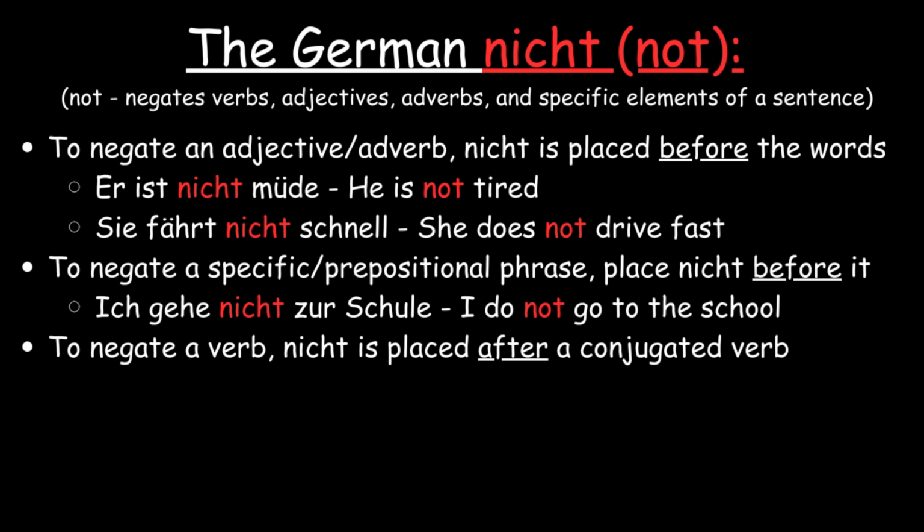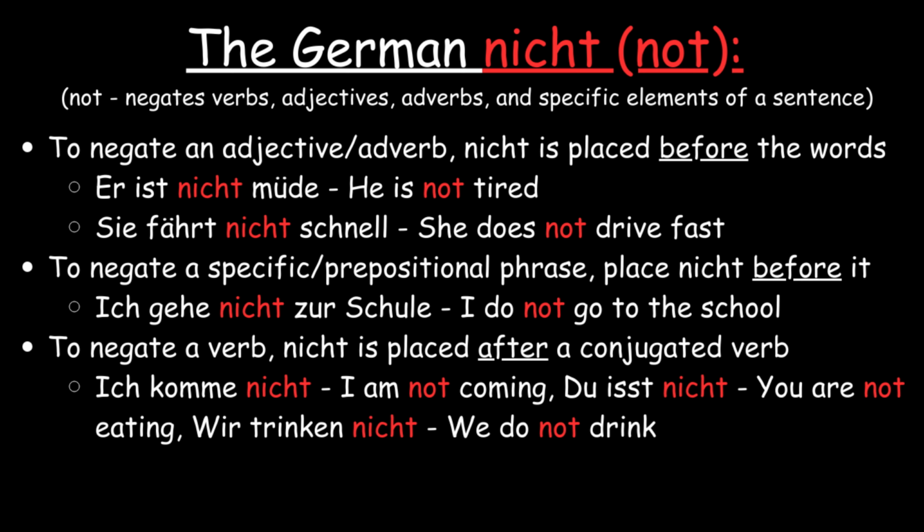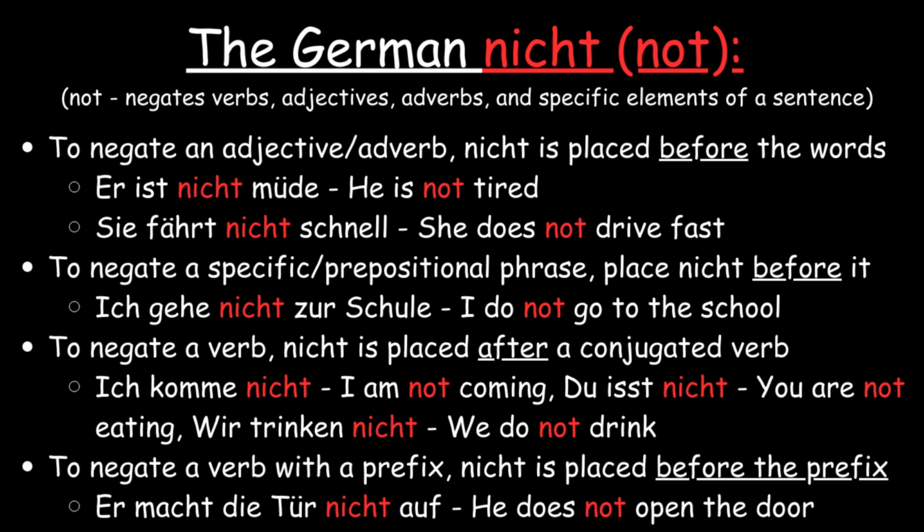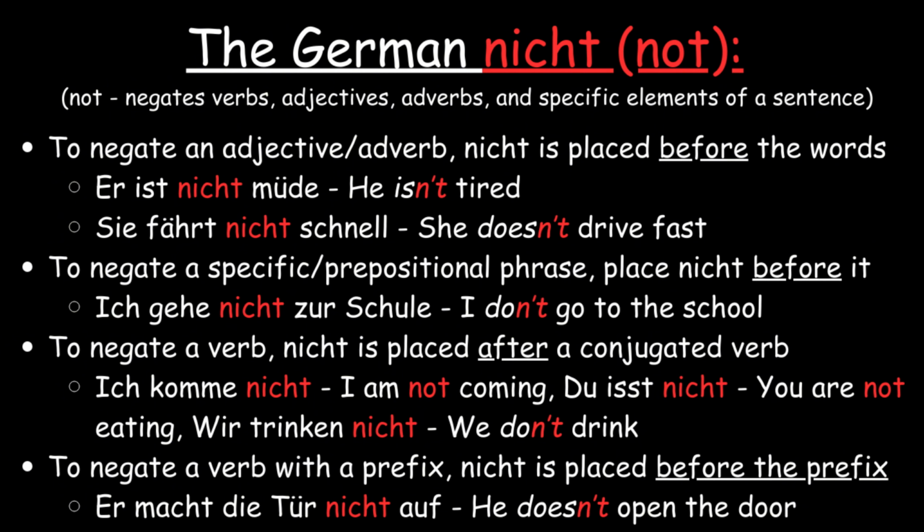When it comes to verbs, nicht is placed after a conjugated verb or at the end when negating the whole sentence. "Ich komme nicht. Du isst nicht. Wir trinken nicht." When it comes to verbs with separable prefixes, nicht is placed before the prefix. "Macht die Tür nicht auf." This is how nicht works in German, but unlike in English, where a negative contraction can be made, German doesn't have any contractions.